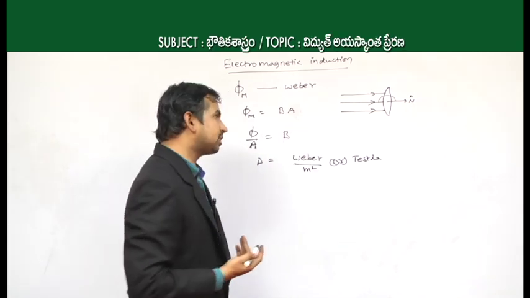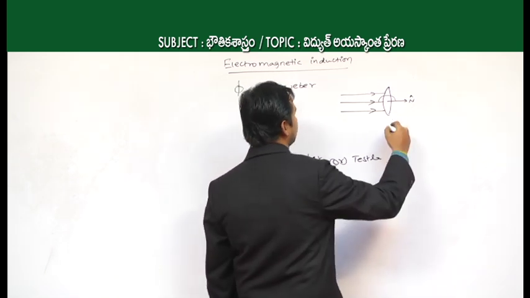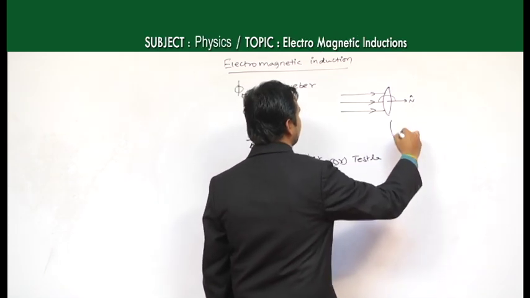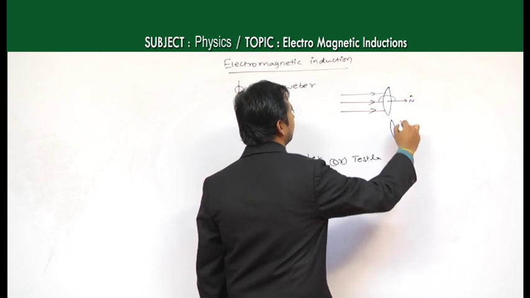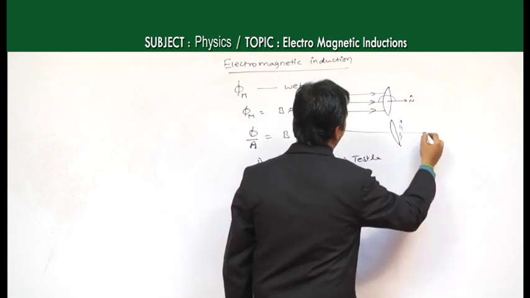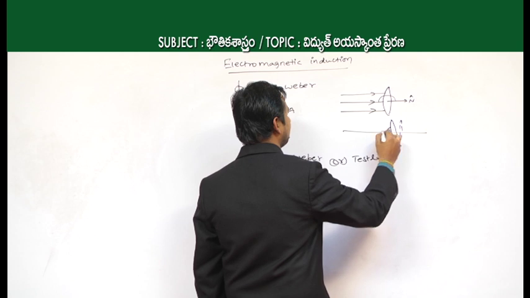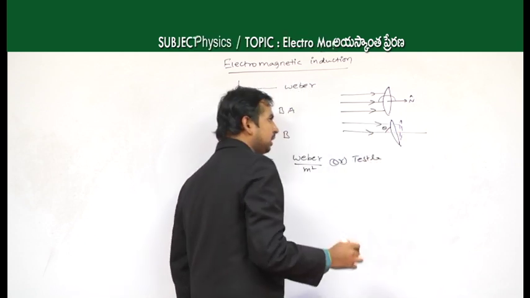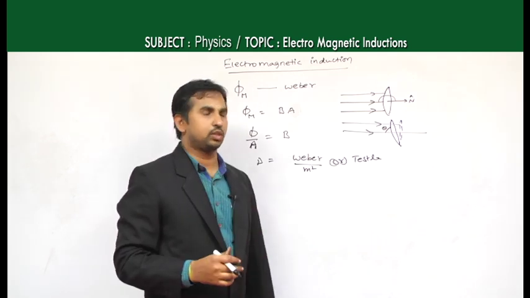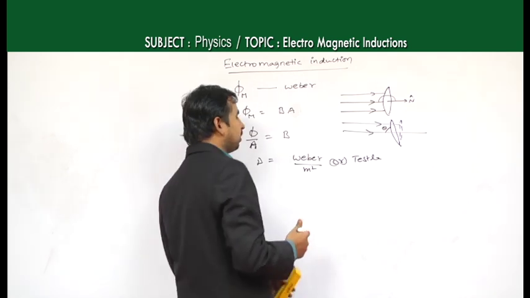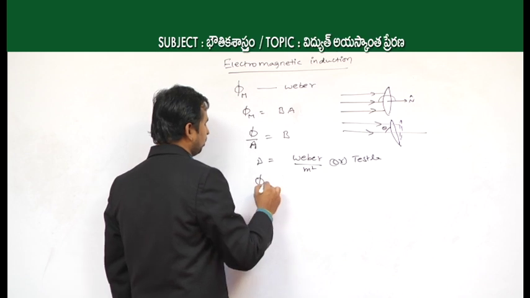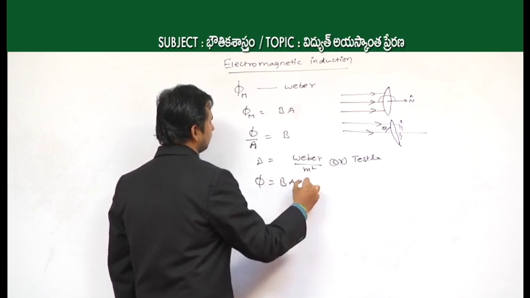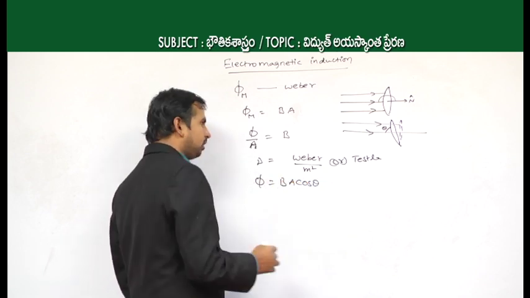But if the area makes some angle with the magnetic lines, instead of being perpendicular, let that angle be theta. Then the flux changes, and the flux formula becomes phi is equal to BA cos theta.